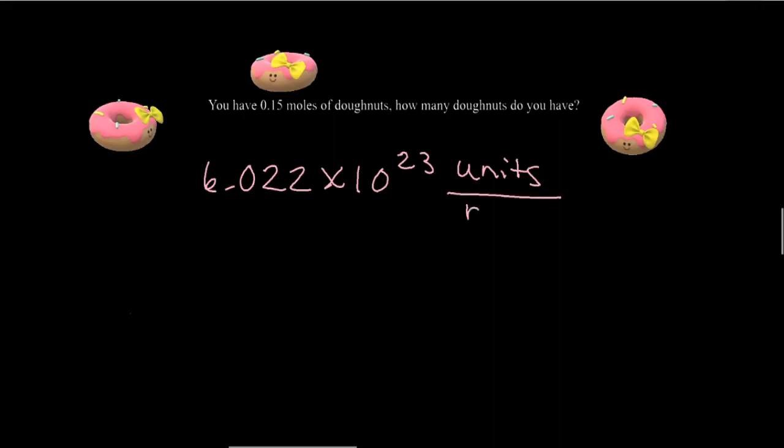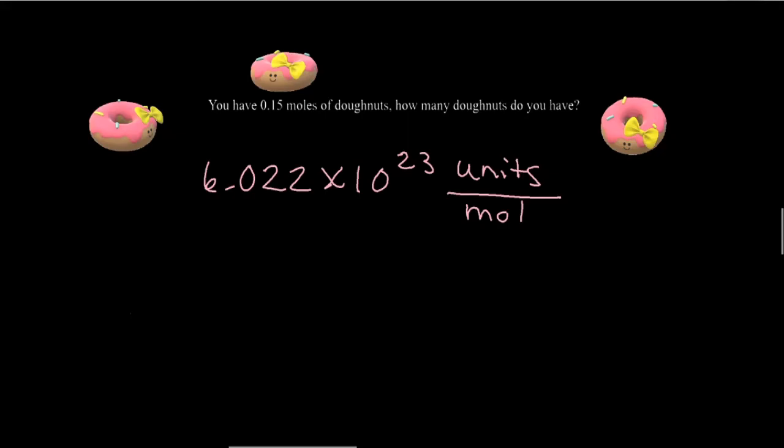And basically what this is saying is this is how many units of something we have per mole. It doesn't matter what the units are. The units can be donuts in this case, or they could be electrons or protons or neutrons, atoms, molecules, whatever you want them to be. It's just a conversion from moles into total units of something.